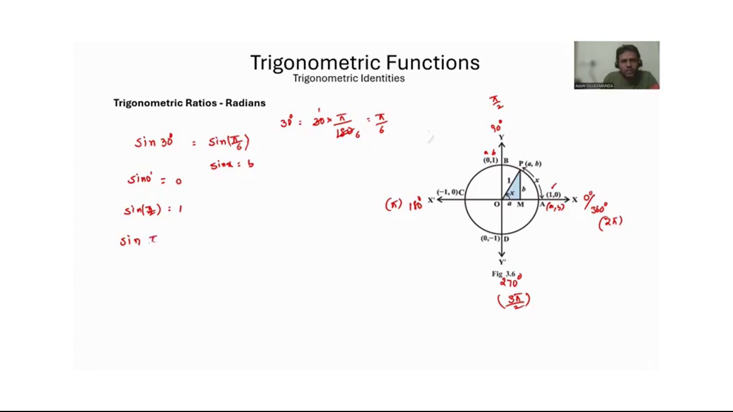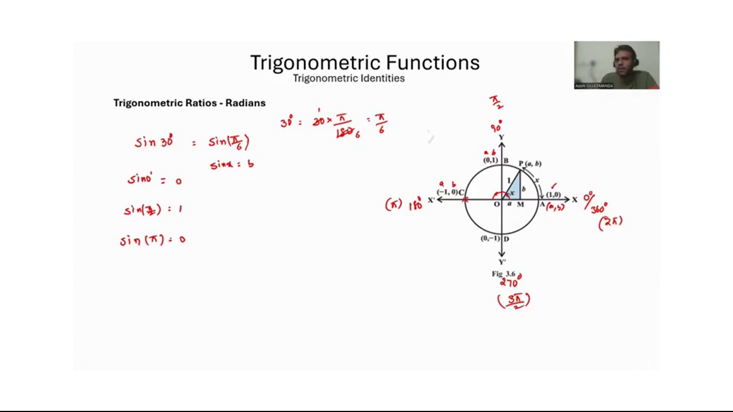Similarly, what is sine pi? If this angle up to here is 90 and it comes up here, this is 180. So sine 180, and this is A comma B. When it is 180 degrees, what is the point here? Minus 1 comma 0. The Y coordinate is 0. So sine pi value becomes 0, right? You're following, right? So basically sine x is B. That's what we know, for any point on the circle.